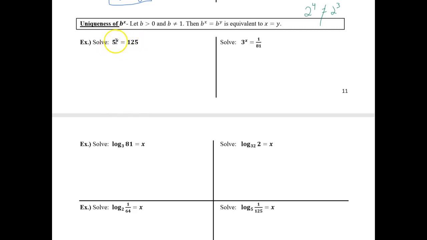So right now, this doesn't look like something I could solve. But 125, if I factor it, is the same thing as 5 times 25, and 25 is 5 times 5. So it's 5 cubed. So I could rewrite 125 as 5 cubed. And now they have the same base, which means their exponents must be equal, which means x must be 3. Go ahead and try the example on the right-hand side.